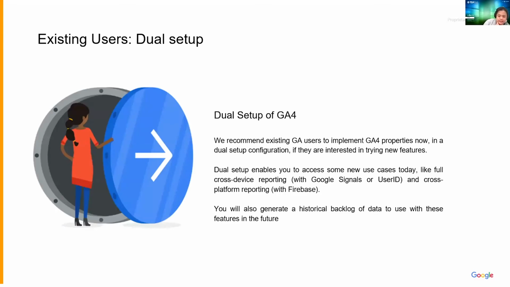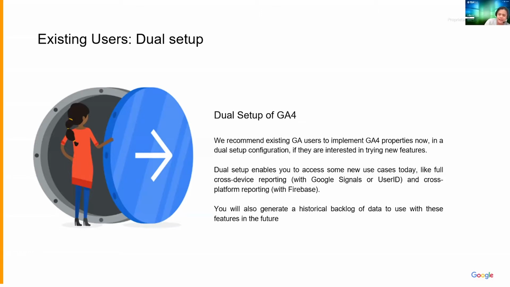All right, existing users, all right? So dual setup, all right? This is the thing that I'm going to address a lot later on through the walkthroughs. How would you do a dual setup? Essentially, in a nutshell, it means that you will be maintaining two Google Analytics properties. One for the old one, the old Google Analytics property is still there. It's collecting data from your website. And there'll be a new GA4 property also collecting data from your website.